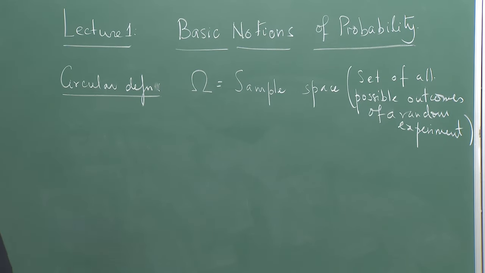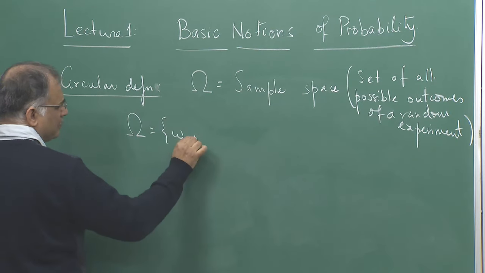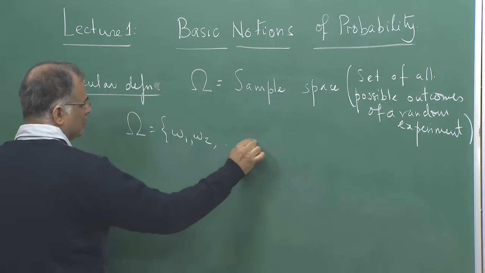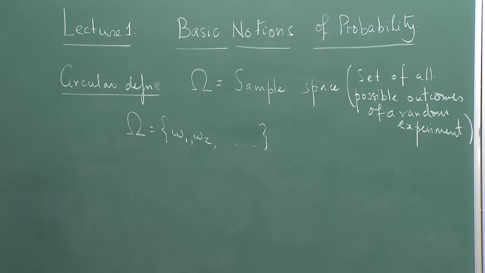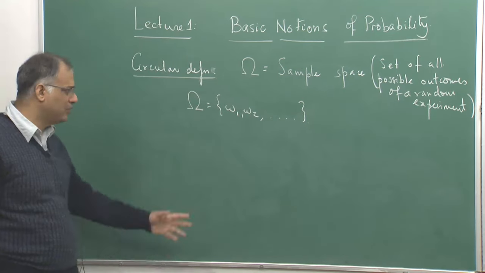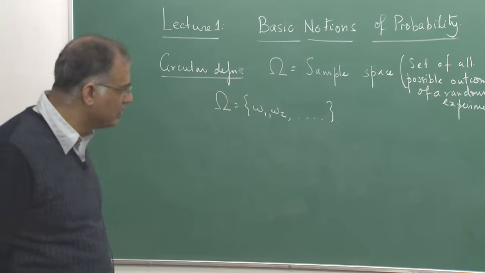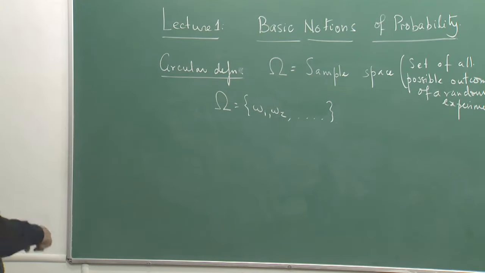Now, for this set we can write something like this. Once I write like this, I am basically assuming that there are a countable or finite number of elements. But let us just write it for the moment.